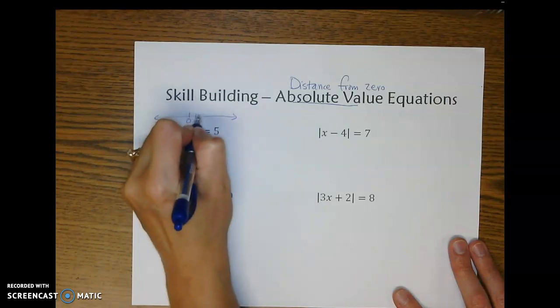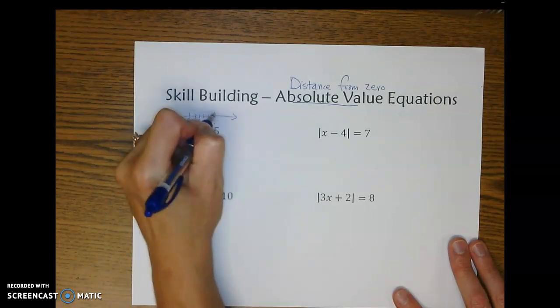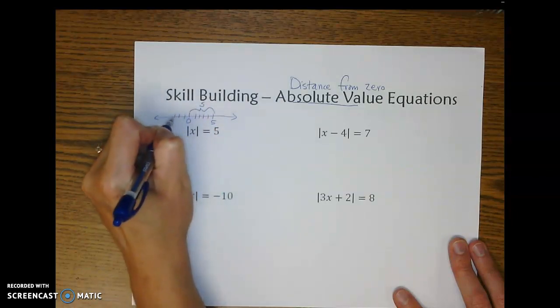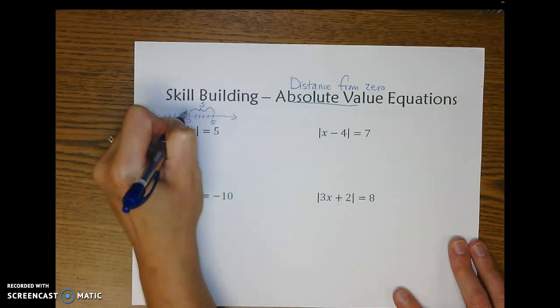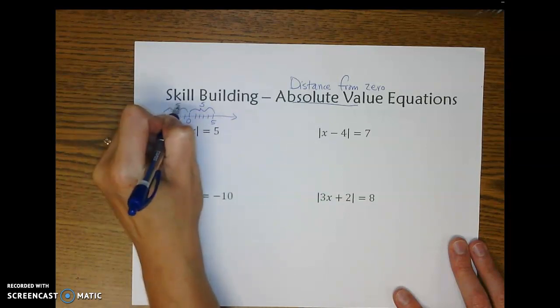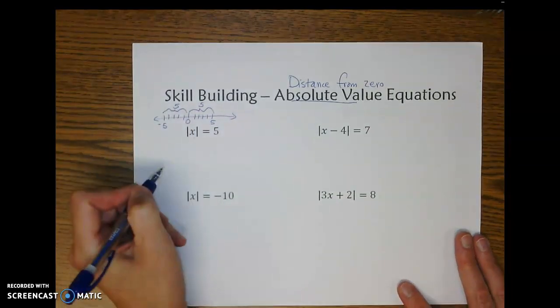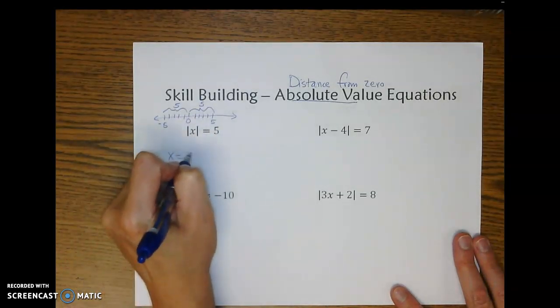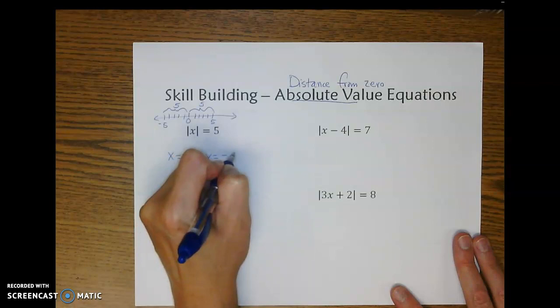So here's 0, 1, 2, 3, 4, 5. So obviously 5 is 5 units away from 0. Negative 5 is also 5 units away from 0 because we measure distance in positive values. So my answers are x equals 5 and x equals negative 5.